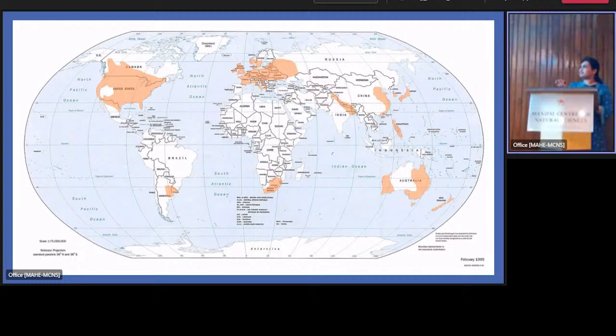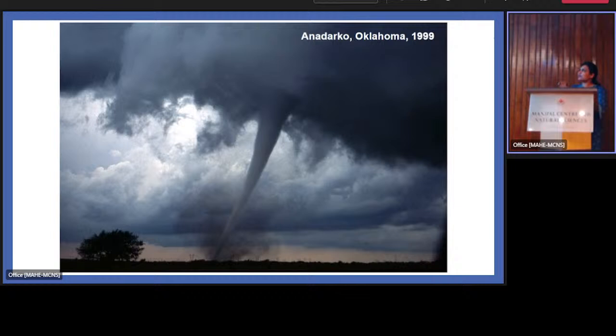These are some tornado prone areas in the world. Bangladesh, Nepal, and this arid region, glacier region, are more prone to it. This is one of the examples. It's a beautifully captured tornado in Oklahoma, 1999.